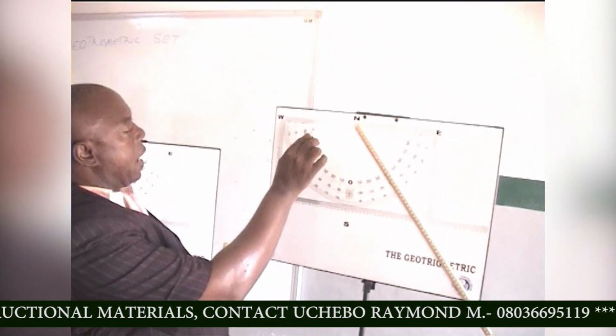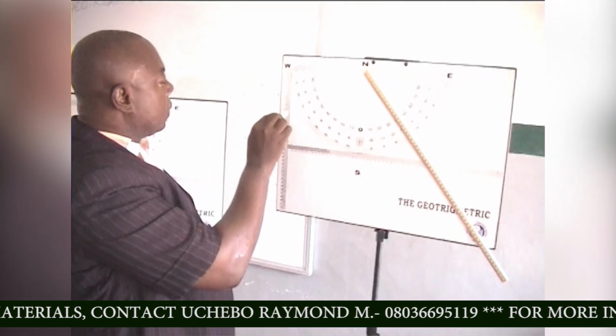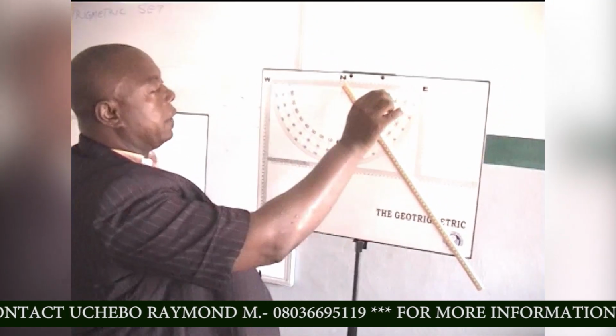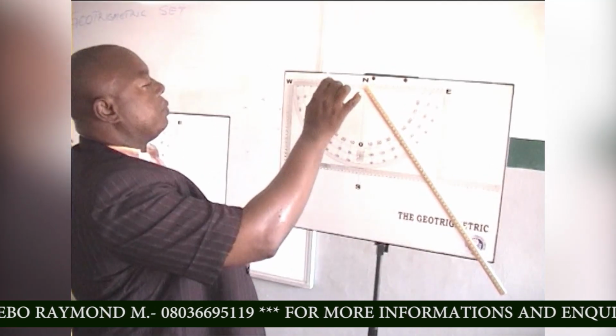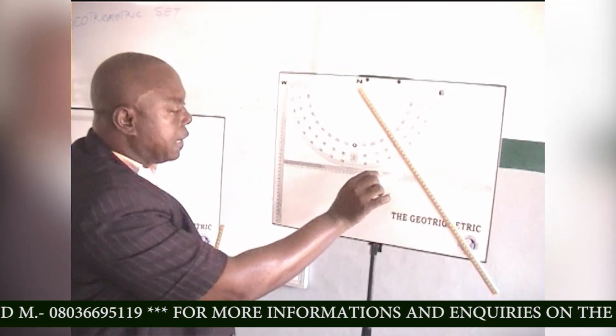There are 3 lines here: 1, 2, 3. This internal one is not the area you consider. These ones are just for calibration. The second and third one are for the purpose of calibration. The line you consider is this one.